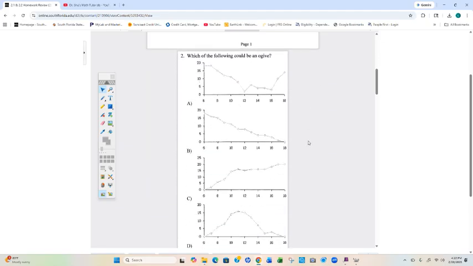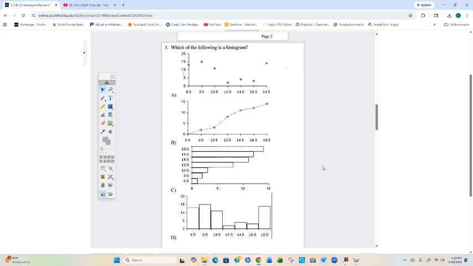Number 2, which of the following could be an ogive? So here's graph A, graph B, graph C, and graph D. Pause the video, see what you think. If you answered C, you are correct. An ogive is a cumulative frequency graph, and that one keeps climbing. It doesn't come back down, it climbs the entire time.